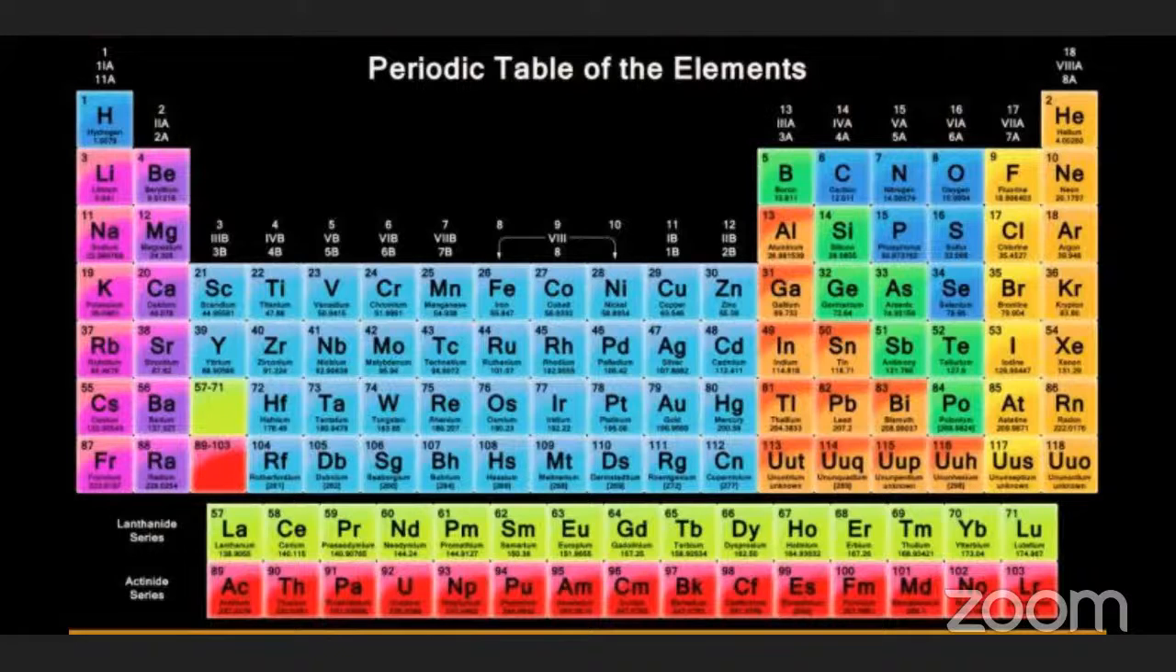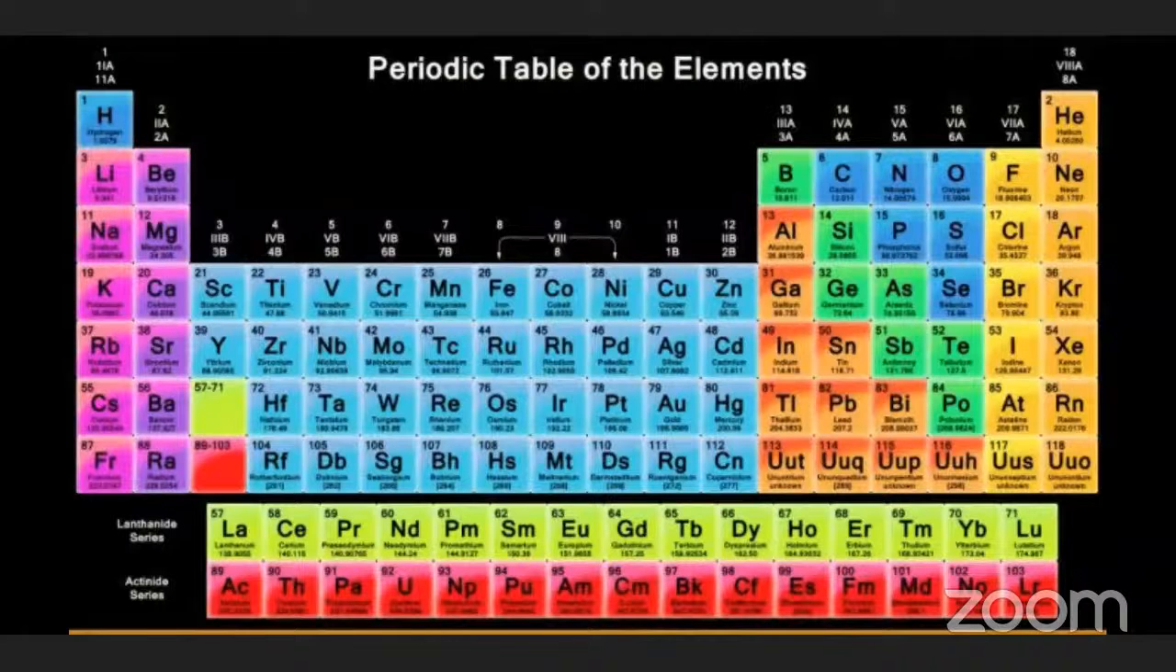The last group: helium, neon, argon, krypton, xenon, radon. Before that, fluorine, chlorine, bromine, iodine. Like that, there are so many elements. Totally how many? 118. These 118 elements we are dividing into 18 groups and 7 periods. In the 18 groups, every group contains the same nature only. They do not change their natures.